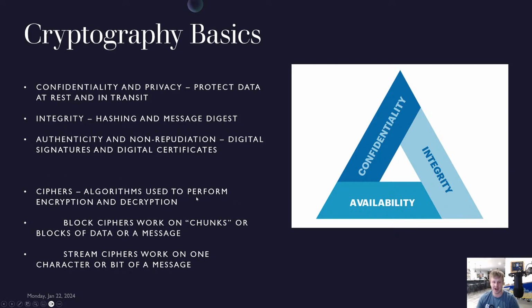Ciphers are your algorithms. That is the basic blocks of cryptography, how you actually encrypt and decrypt data. And then the types of ciphers, you have block ciphers, which work on chunks of data, so large sections of data. And when I say large, sometimes it's like 48 bytes. It's not a huge chunk, but when you've got stuff flowing pretty quickly, it goes fast, especially with our current technology. And then stream ciphers work on one character or bit of a message at a time.